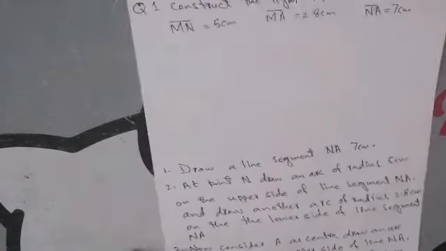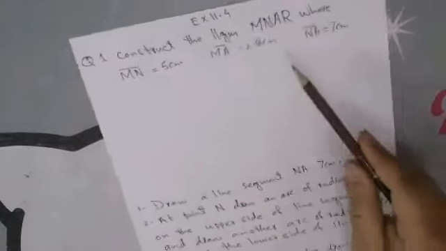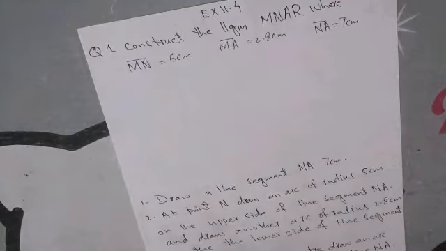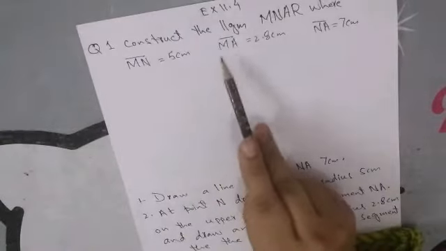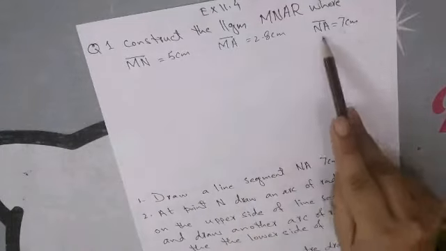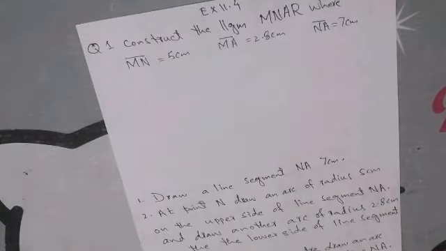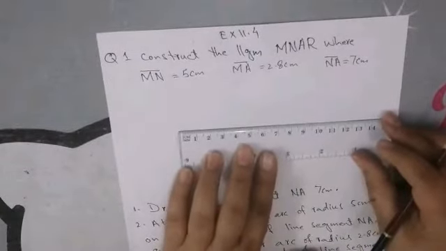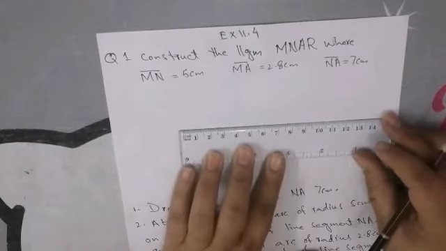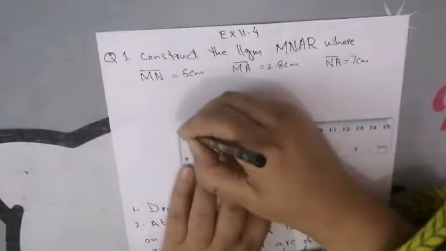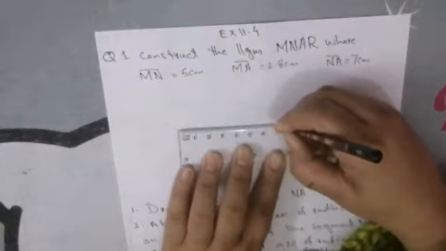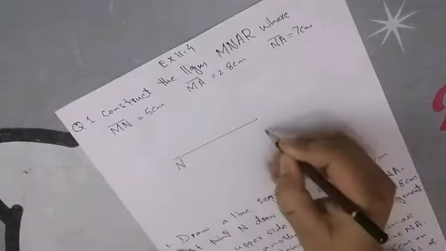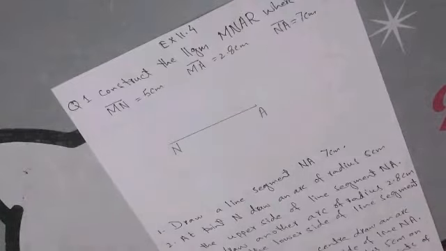So come to question number 1. Construct the parallelogram MNAR, where MN is 5 centimeter, MA is 2.8 centimeter, NA is 7 centimeter. So you will take the biggest length first, 7 centimeter. At the middle of your notebook, the middle of the page, you draw 7 centimeter. This is N and A. Clear? Now you have to write the step of construction.